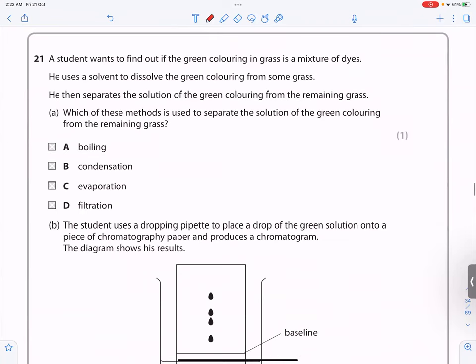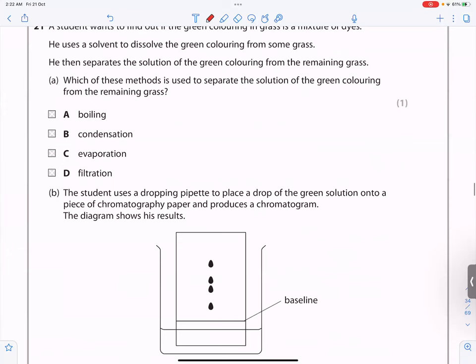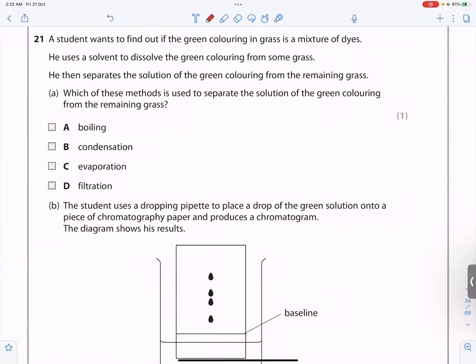Question 21. A student wants to find out if the green coloring in grass is a mixture of dyes. He uses a solvent to dissolve the green coloring from some grass. He then separates the solution of the green coloring from the remaining grass. Which of these methods is used to separate solution of the green coloring from the remaining grass? يبقى طبعا filtration. دول أصلا مش هينفعونا خالص.